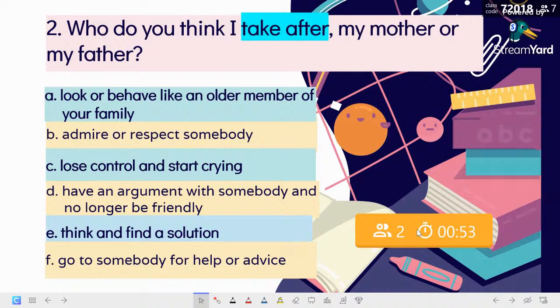Okay, A, look or behave like an older member of your family. B, admire or respect somebody. C, lose control and start crying. D, have an argument with somebody and no longer be friendly. E, think and find a solution. F, go to somebody for help or advice. Okay, so who do you think I take after?